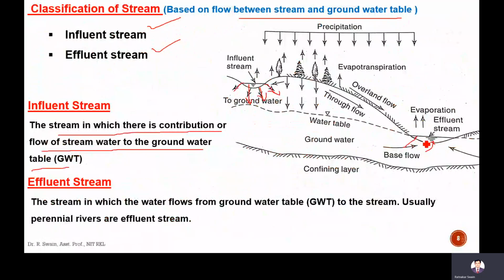If it is away from the groundwater, then it is called an effluent stream. Here, the stream is one in which water flows from the groundwater table to the stream, away from the groundwater table. Usually perennial rivers are effluent streams. In a perennial river there is groundwater runoff throughout the year.